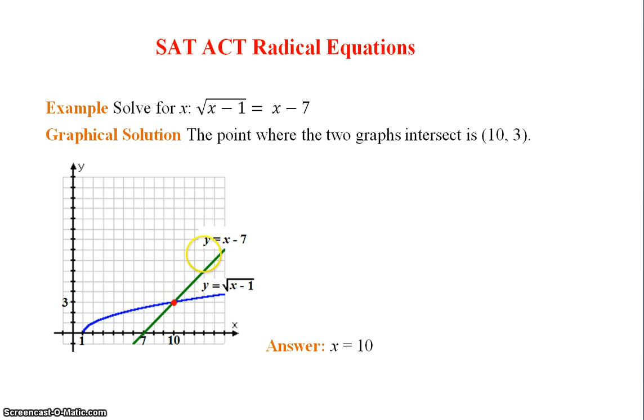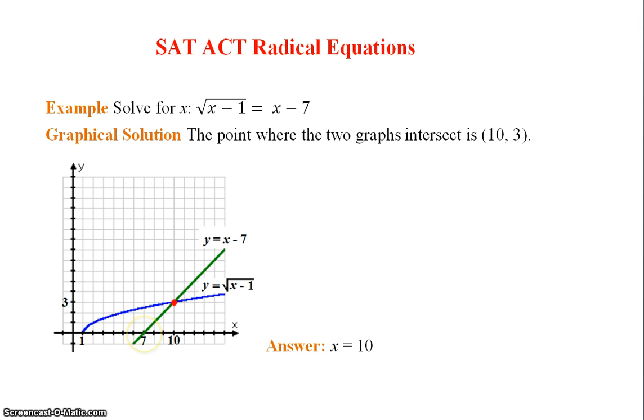The other function, y equals x minus 7, is a linear function. It has slope, coefficient of x, is 1, and y-intercept is negative 7. But we cannot see y-intercept on the diagram because we have to extend the line and y-axis. But you can see x-intercept.